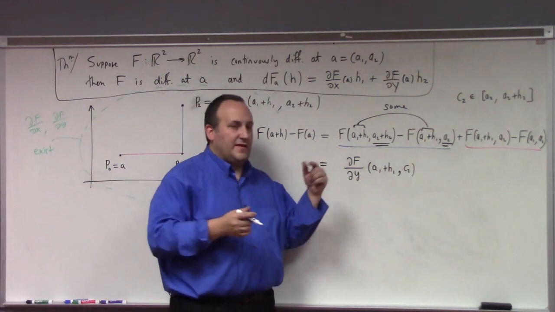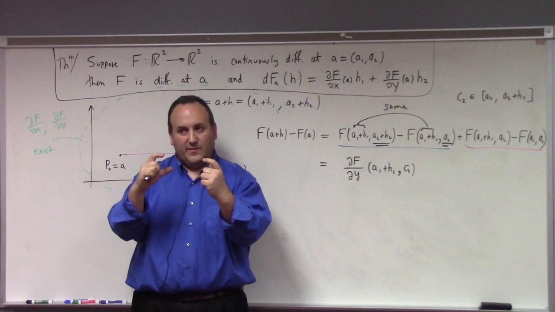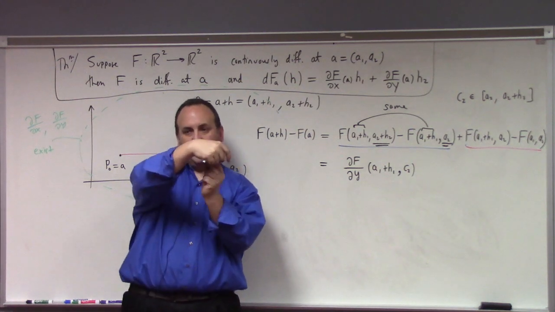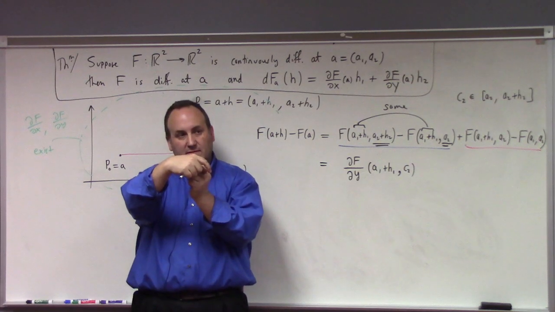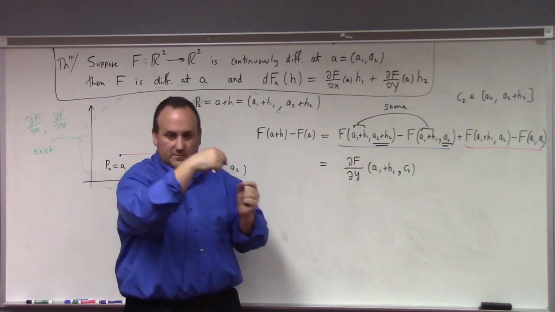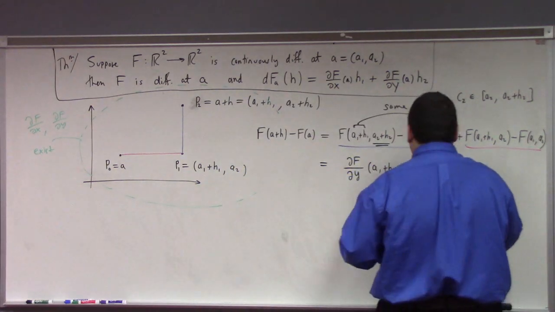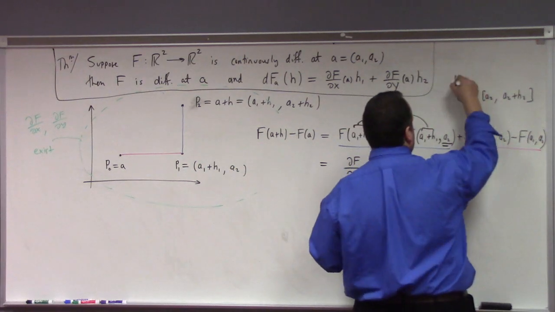And so the mean value theorem says what? It says the change in an interval can be approximated by the derivative at some point in the interval times the length of the interval. The length of the interval here in question is h2. That's how far you're going, h2.